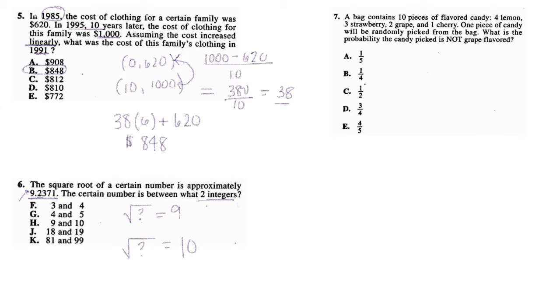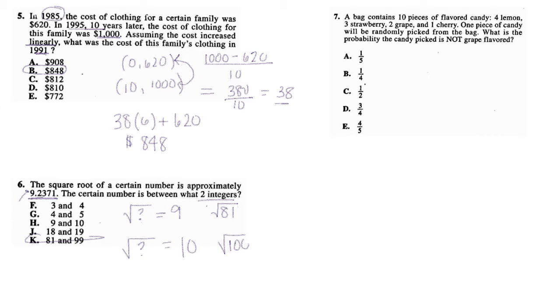So what can I take the square root of and get 9? Well, the square root of 81. And then the square root of 100 is going to give us 10. So let's see. So that certain number is probably going to have to be between 81 and 99. So number 6, you should get answer choice K. Okay, moving on to our next set of problems.